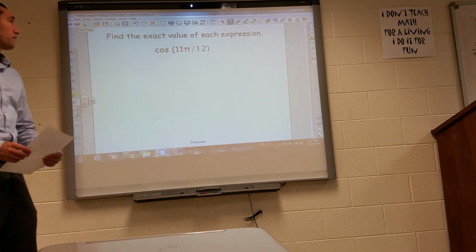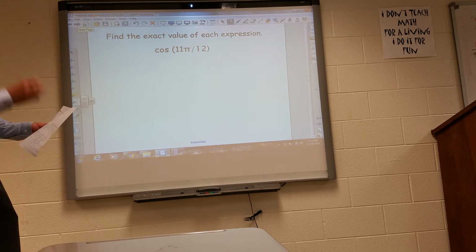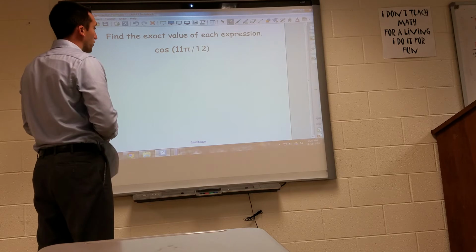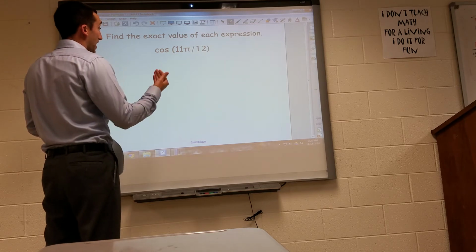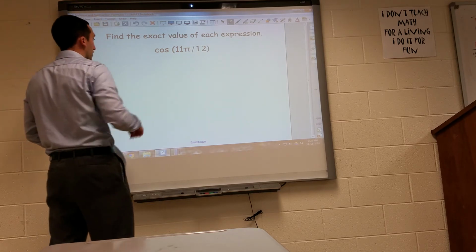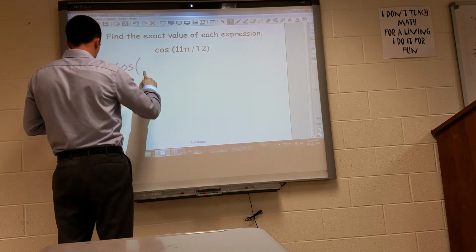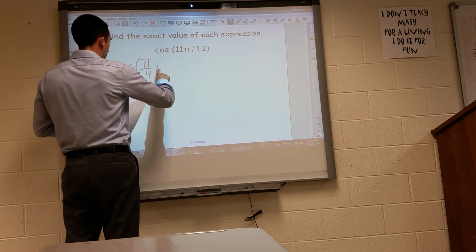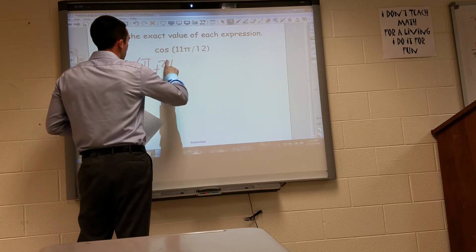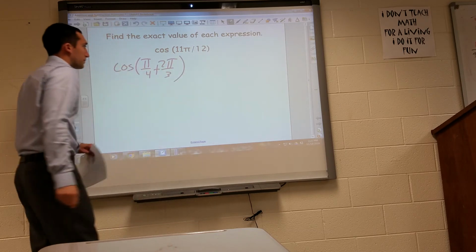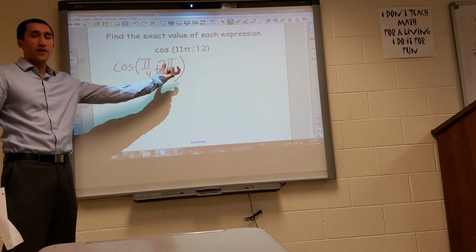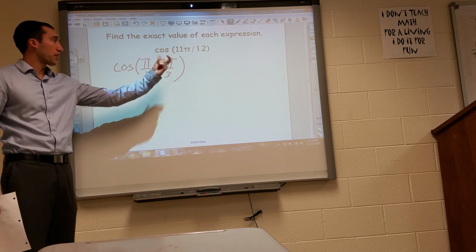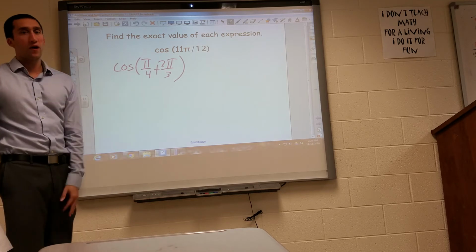Next, find the exact value of cosine of 11 pi over 12. So to get to 11 pi over 12, I added. So I took cosine of pi over 4 plus 2 pi over 3. Right? We know the exact value of cosine of 2 pi over 3 because that's just going to have a reference angle of pi over 3, and we know cosine of pi over 3.